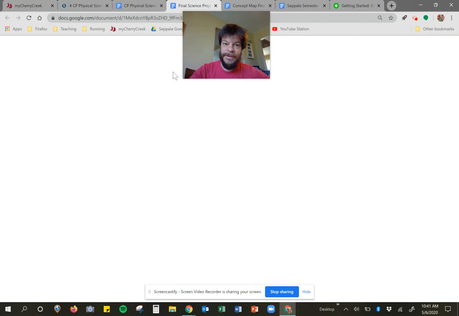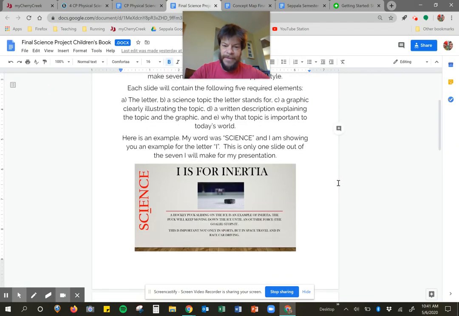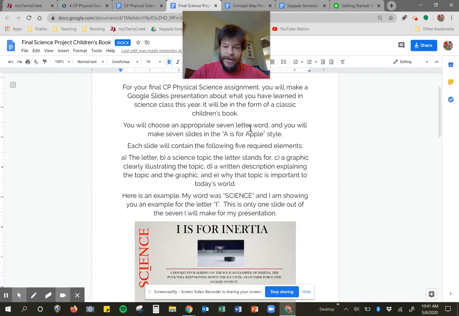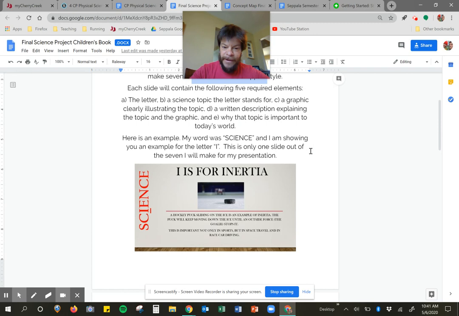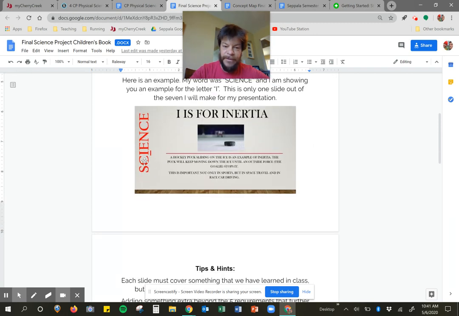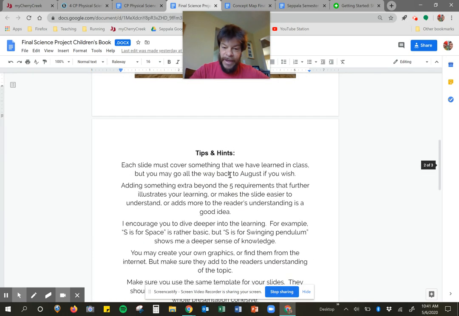Here's the children's book. On Google Slides, you're going to create a new Google Slide project. And as the directions say, you will pick a 7-letter word and make 7 slides for it, in the A is for Apple style. For example, I picked the word science. I is for inertia. You've got a picture explaining inertia. You've got a written explanation of inertia. You're also explaining why it's important.